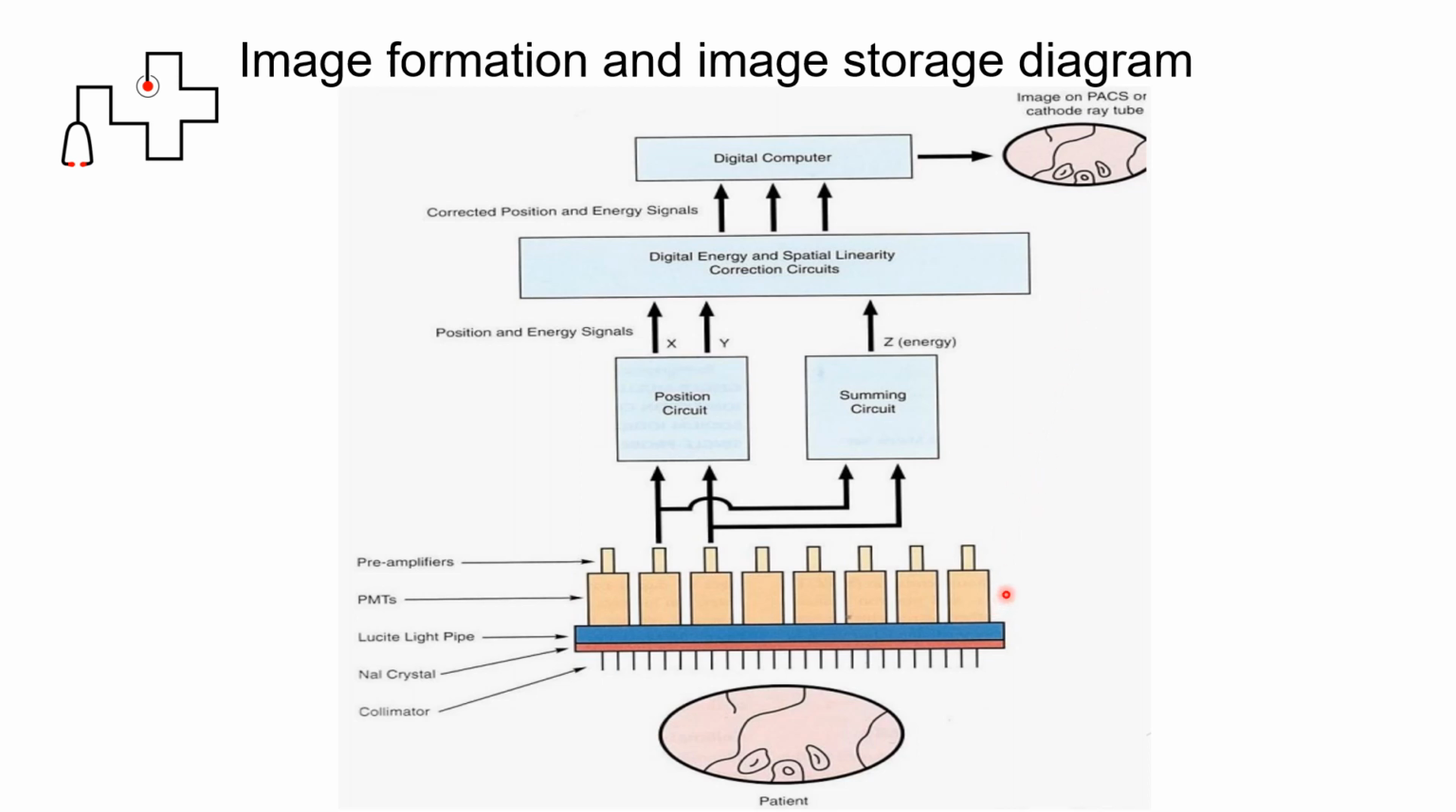The PMTs are attached to the back of the crystal light pipe. Inside the detector are PMTs used to detect and convert the light photons emitted from the crystal into an electronic signal that amplifies the original photon signal by a factor of up to 10^7. A typical gamma camera detector head contains 80 to 100 PMTs.